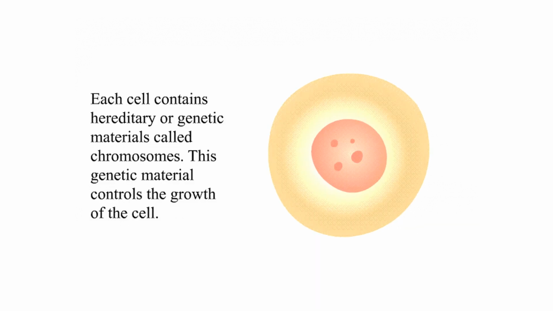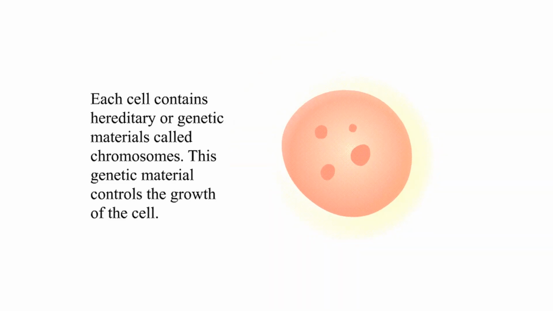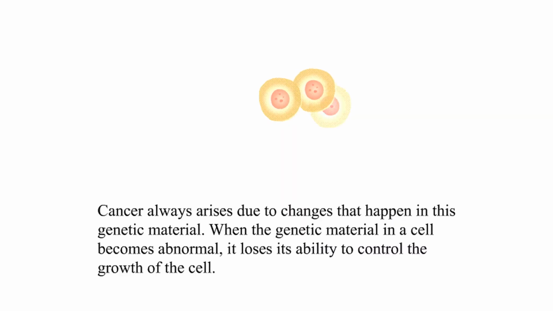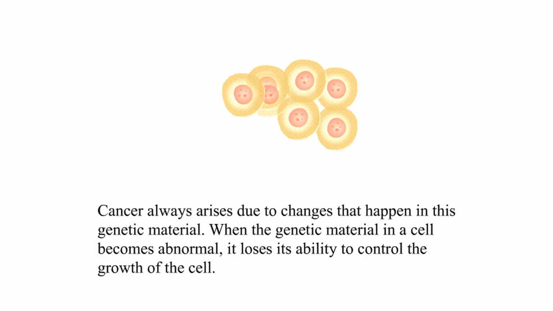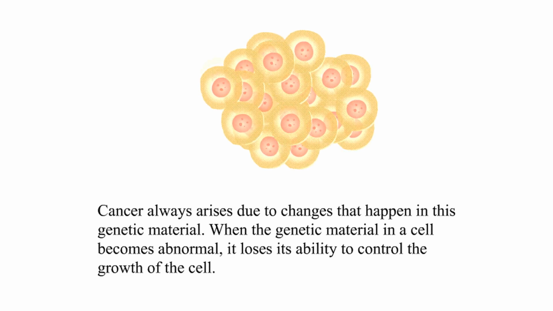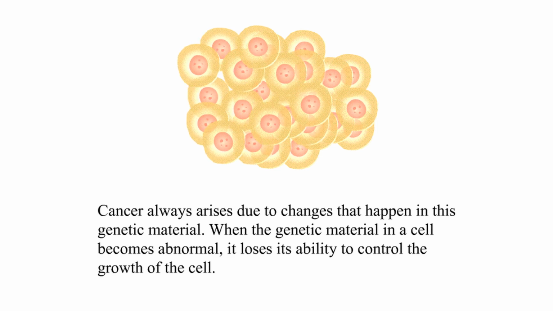Each cell contains hereditary or genetic materials called chromosomes. This genetic material controls the growth of the cell. Cancer always arises due to changes that happen in this genetic material. When the genetic material in a cell becomes abnormal, it loses its ability to control the growth of the cell.